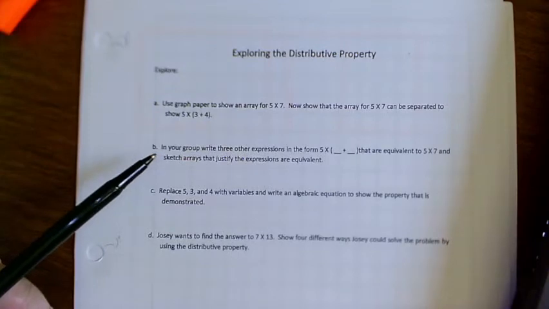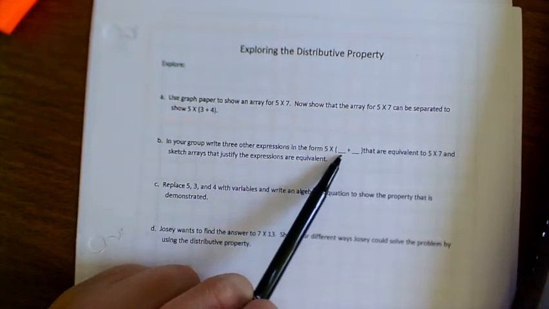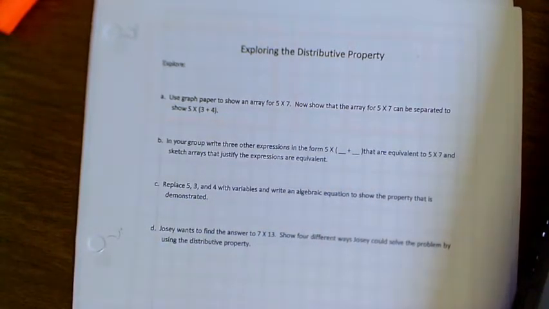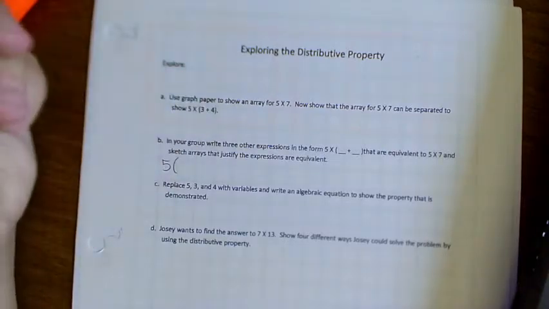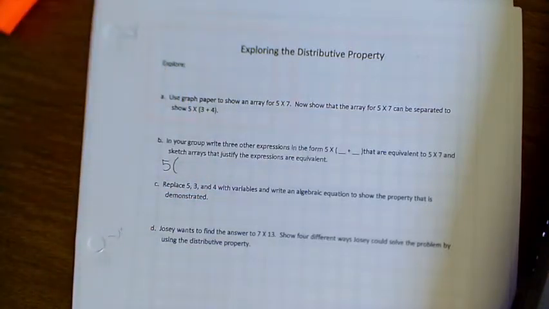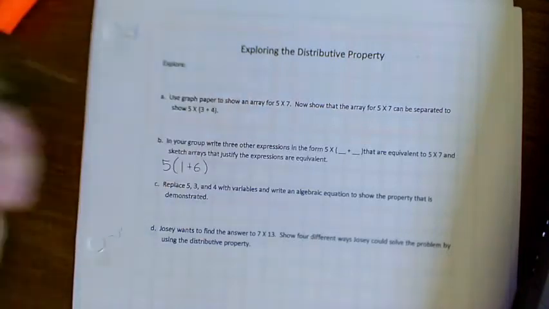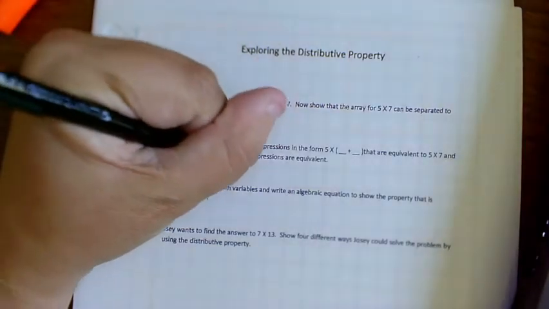Okay. So it says, in your group, write 3 other expressions in the form 5 times something that are equivalent to 5 by 7 and sketch the array to justify. Okay, so what else could we possibly do? So what else adds up to be 7 besides 3 and 4? So we could do 1 plus 6. We could do 2 plus 5.